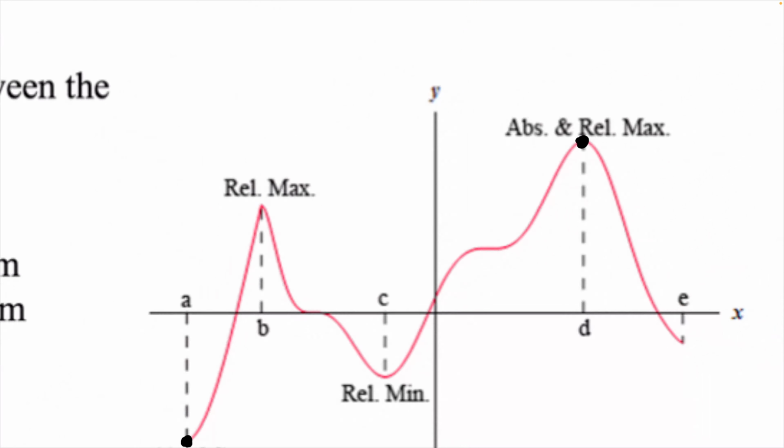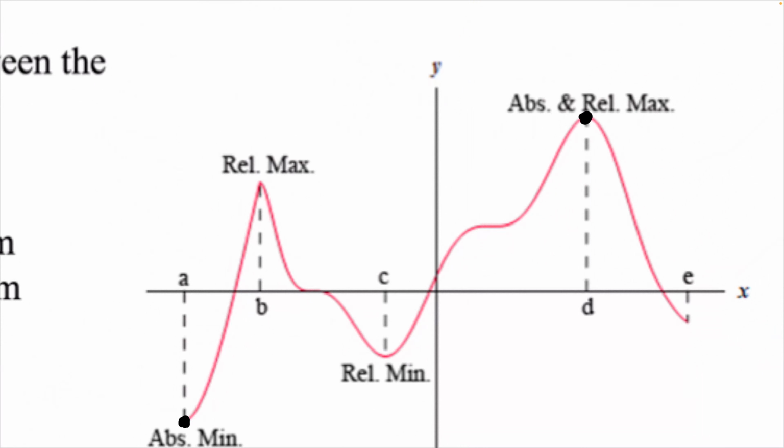D is both. D is both because is it the absolute top highest y value? Yes. Is it the biggest in that area too? Yes, right? Okay. So that's the difference between relative and absolute. Absolute maximum means no bigger y value than that over the whole interval. Absolute minimum means the absolute lowest, smallest y value over that whole interval.